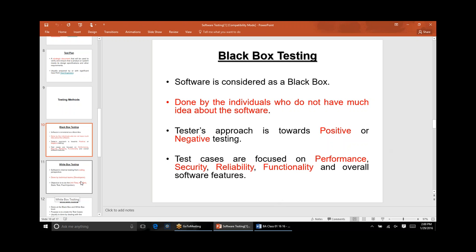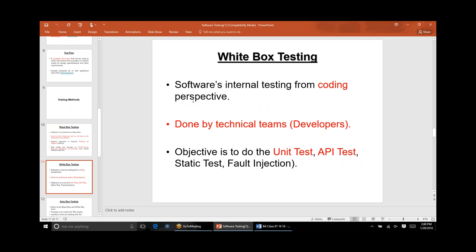Okay, black box testing. Now the next one is white box testing. Make a note of this term called white box testing.